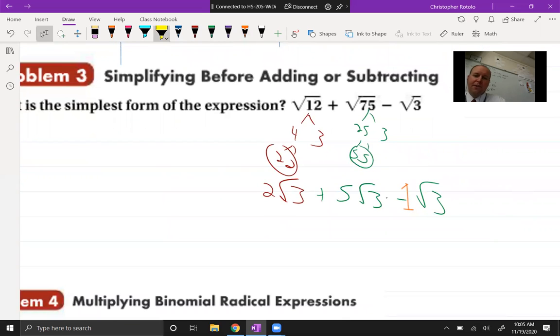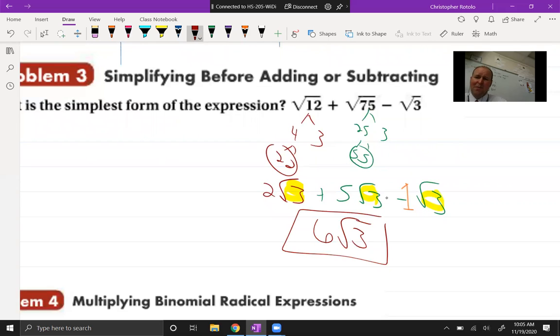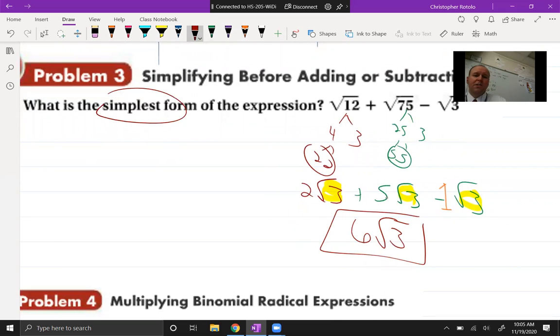Oh my, look at that. They're all the same. Root 3, root 3, root 3. So it means I can actually add or subtract them together. So 2 plus 5 is 7, minus 1 is 6. So it becomes 6 square root 3. But I thought we could just skip it because they were all different. Right, they have to be simplified first. So we want to make sure it's in simplest form and then work from there.